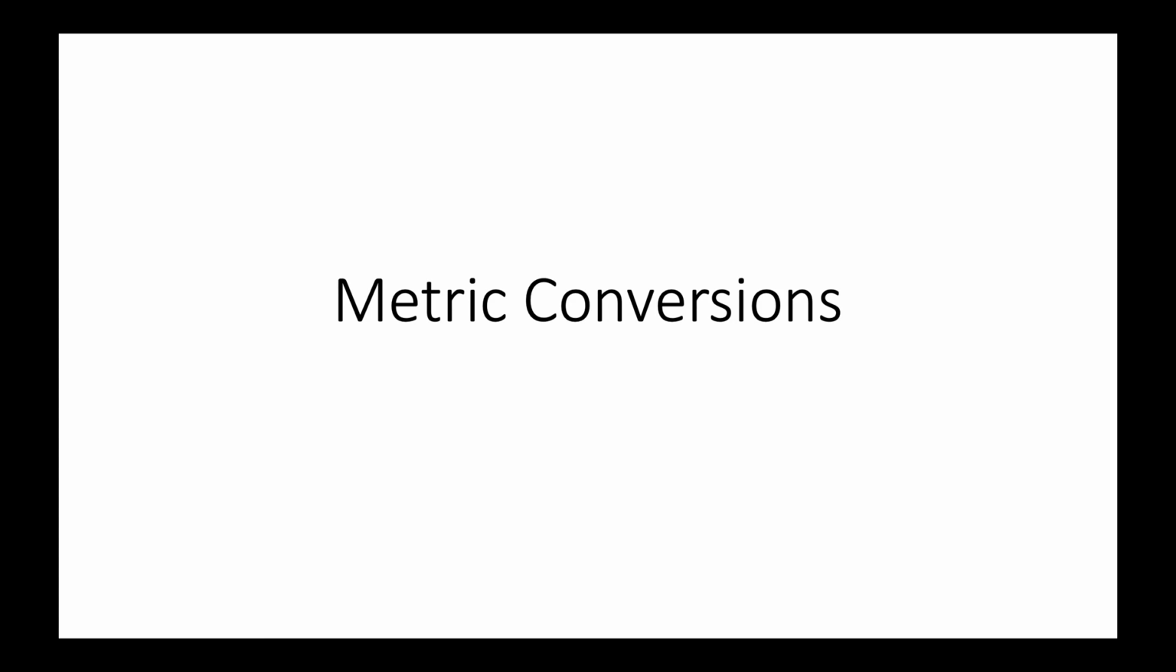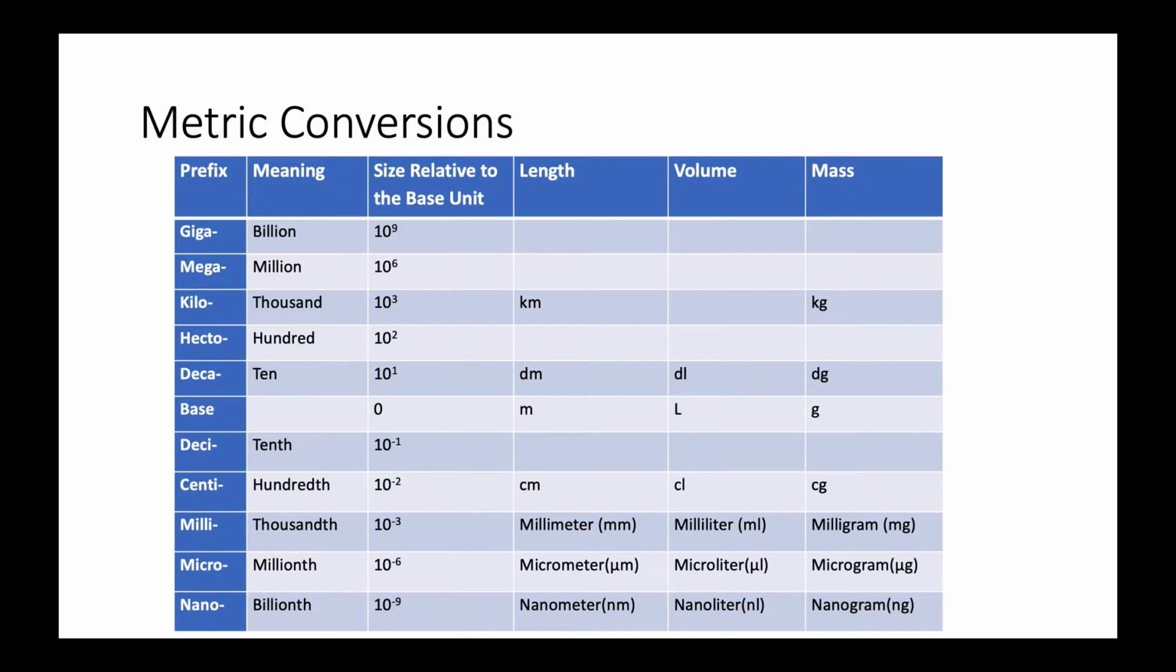Today we're going to talk about metric conversions. With the imperial system, we will have different base units than you will have with the metric system. In the imperial system, you might measure length in something like inches or feet. You might measure volume in ounces, and mass might be in pounds. But with the metric system, we use different base units.